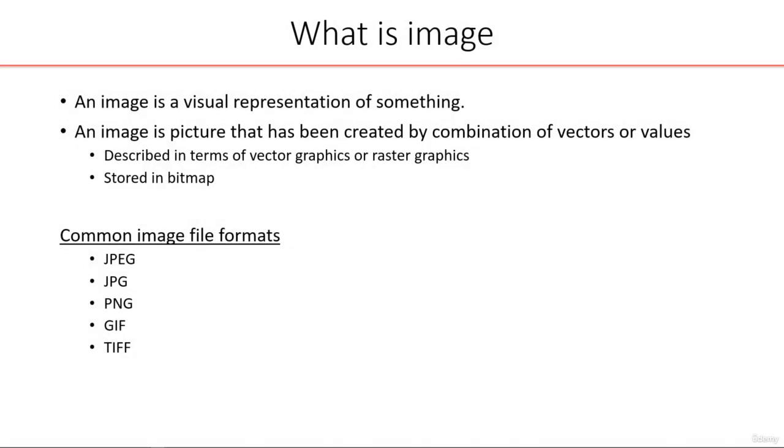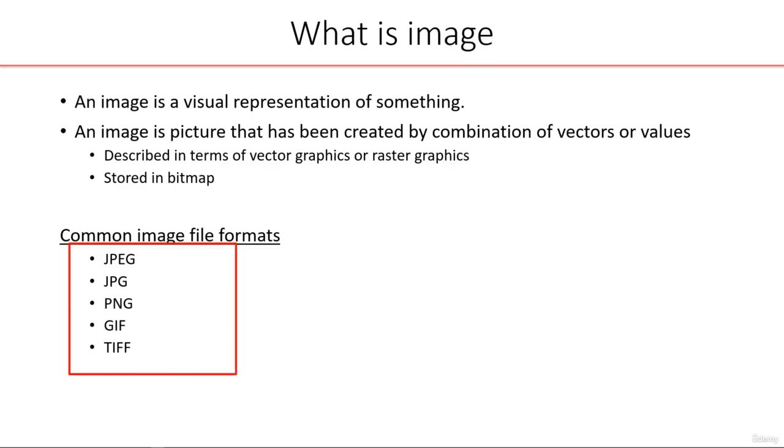Let's talk about the image. The definition of an image is basically the visual representation of something. An image can also be defined as a picture that is created by the combination of vectors or values. Sometimes it is described as vector graphics or raster graphics. Usually, an image is stored in bitmaps like 8-bit, 16-bit, 24-bit, etc.